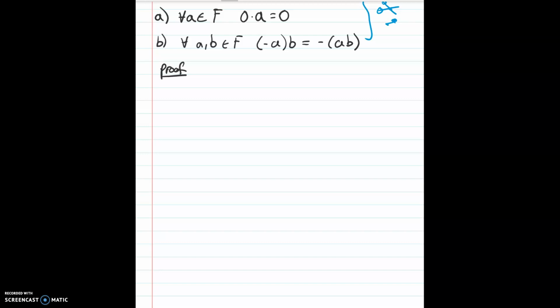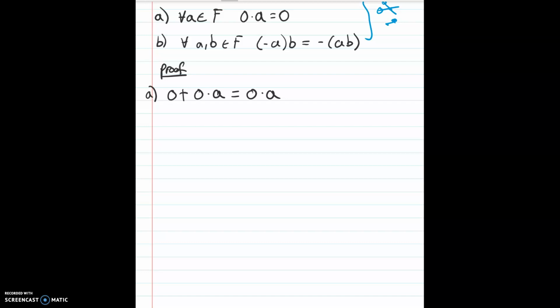So for A, I'm going to prove A first. So how do we prove this? Well, we know that this is true. Firstly, we know that when you add the identity to any element, you just get that element. And we know that from the axiom of a field, right? So we know that's true.